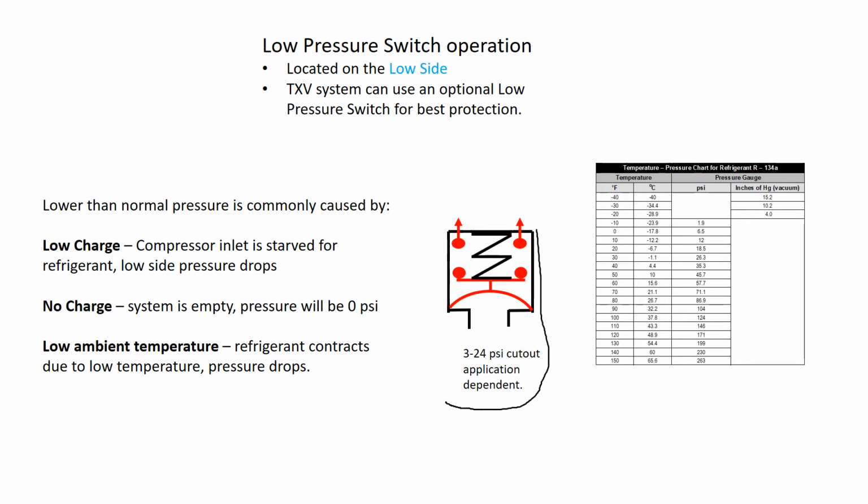Got a picture here, basically an ANSI drawing of a low pressure switch. Now the cutout pressure can be anywhere from 3 to 24 psi, totally depending on the switch and depending on the application. You need to make sure you're getting the right part number going into the right system. And again, over here, looking at our lower than normal pressures and the common causes, there are more causes. I'm just going to look at the three most common, that being a low charge, no charge, or low ambient temperature.